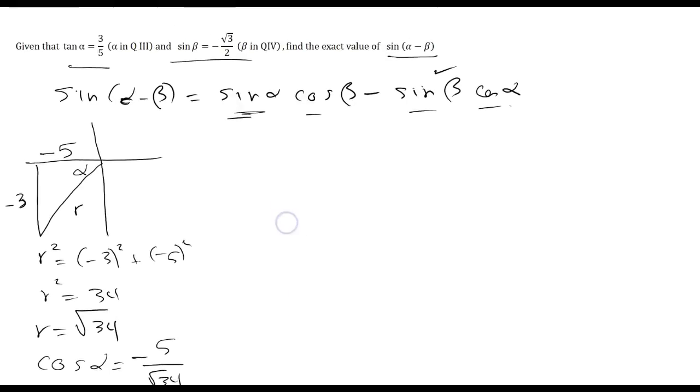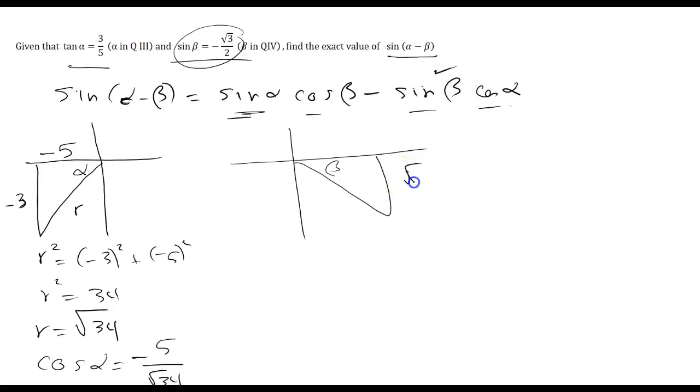Now we're also told that sine of beta is negative root 3 over 2, and it's in quadrant 4. So we can draw a reference angle for this in the fourth quadrant, call this beta. And of course the sine is opposite, which is root 3, and the hypotenuse is 2. This would have to be a negative, because it's a negative on the x-axis going down. So we solve for x.